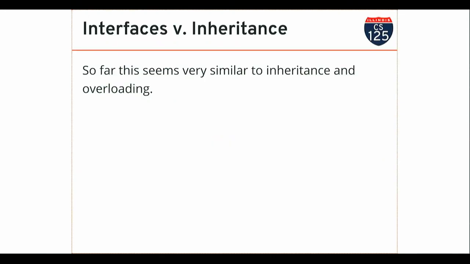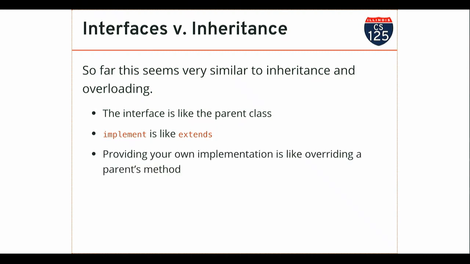So there are some important similarities to recognize between interfaces and inheritance. I'm not gonna dwell here for very long, but this sort of seems a little bit like inheritance and overriding, right? The interface is sort of like the parent class. It defines methods, and if the child class wants to, it can override them, right? So implements is sort of like extends. This is sort of like inheriting from a parent. And providing your own implementation is sort of like overriding a method. It's not a perfect analogy, because if I extend another class, I inherit its methods, right?